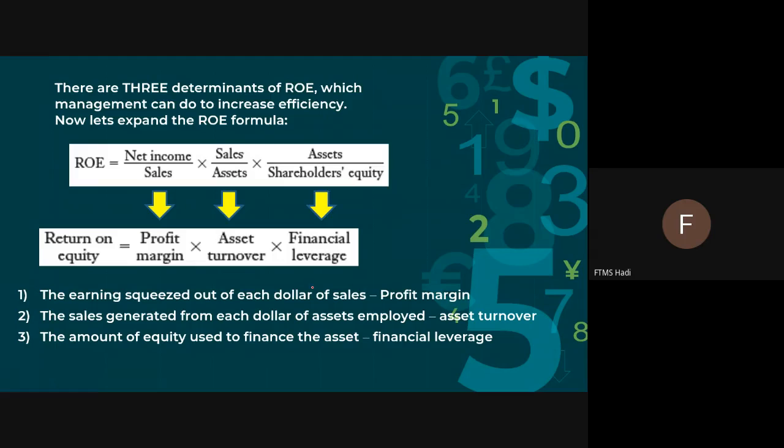Okay, we're talking about how much net income $1 of sales generates. The sales generated from each dollar of asset employed means how much sales $1 of asset generates, which is asset turnover, because the word turnover refers to sales. And the last one, the amount of equity to finance the asset, that means $1 of equity, how much. They may call it financial leverage.